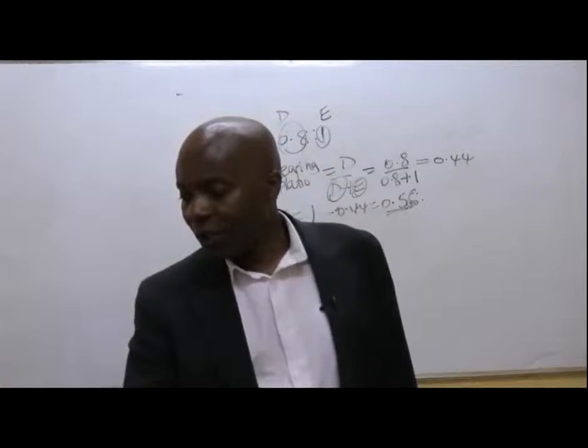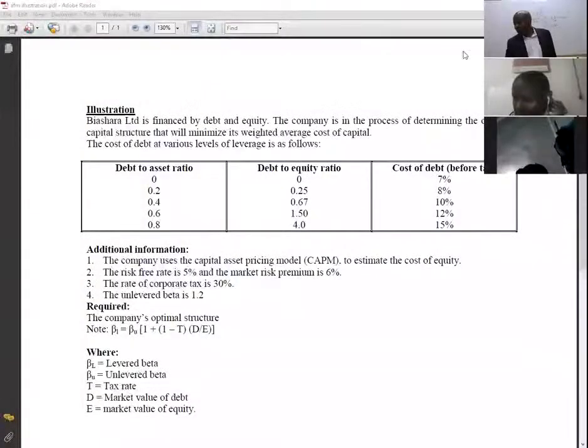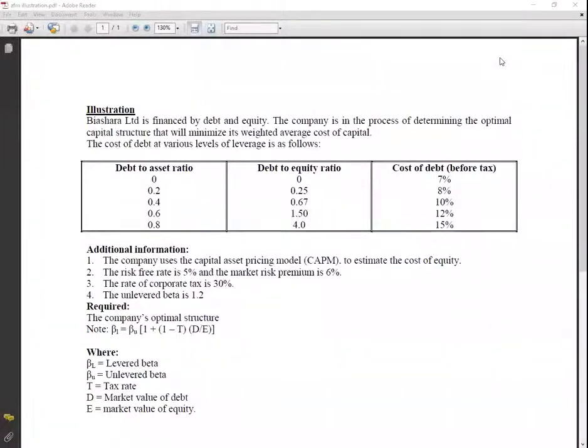0.56. Now, ladies and gentlemen, to be able to put across this concept of Hamada's model nicely, I have a question here for you. Biashara Limited is financed by debt and equity, 2 components only. The company is in the process of determining the optimal capital structure that will minimize its WACC. The cost of debt at various levels of leverage is as follows.